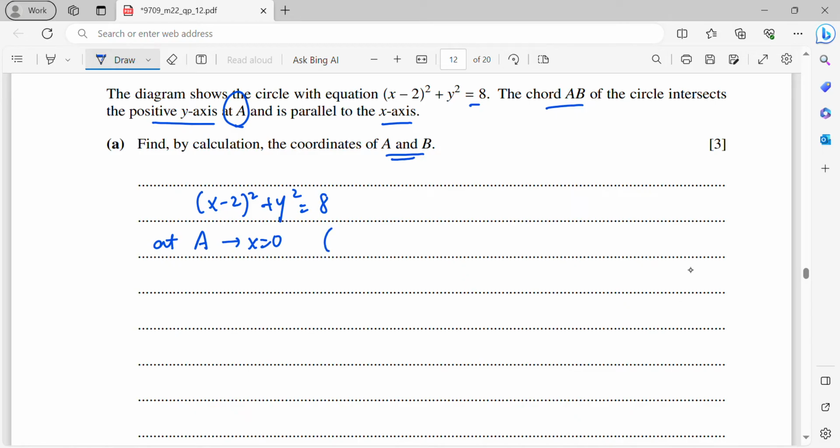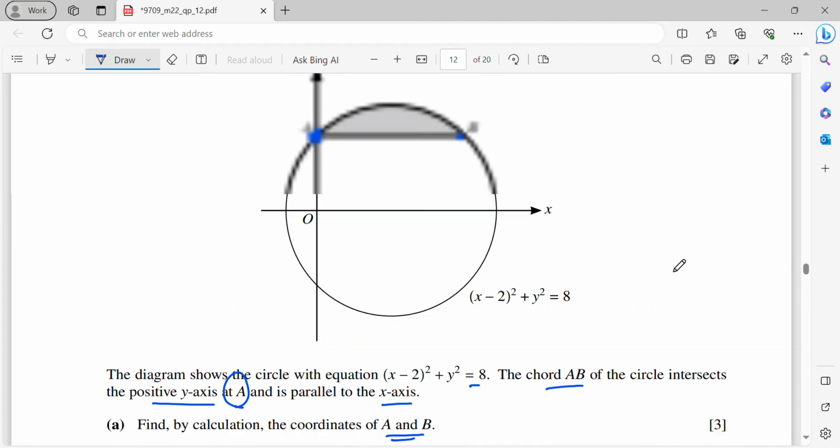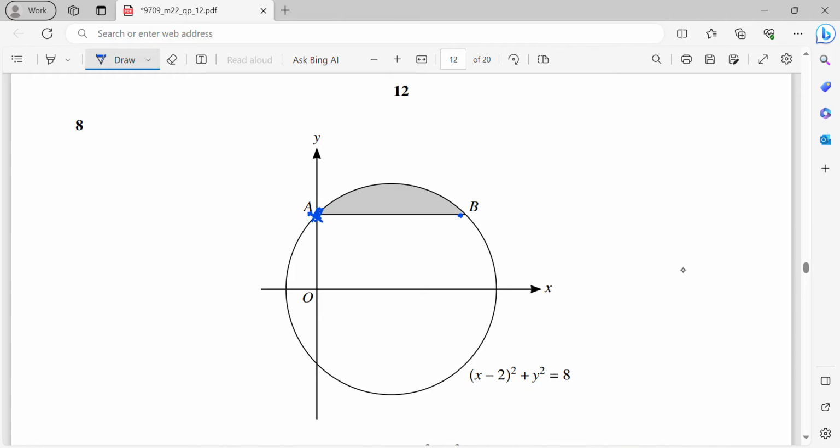Therefore, 0 minus 2 is minus 2. Then squared plus y squared is 8. So this is 4 plus y squared is 8. y squared is going to be 4. Your y is plus or minus 2. But when you refer to the diagram, the y is above the x-axis, so it is positive.